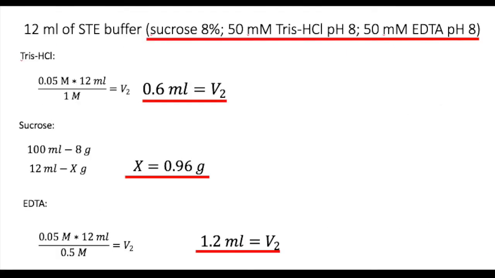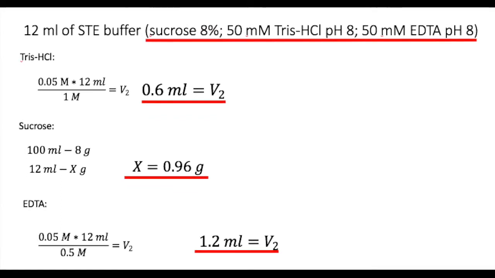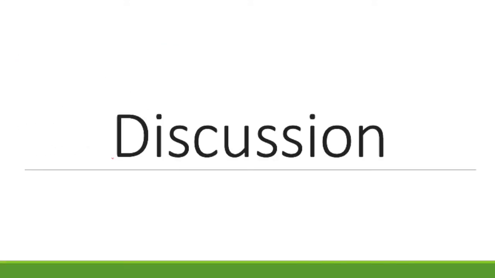A 12 ml of STE buffer with the following indications in parentheses was made. To prepare Tris-hydrochloric acid at 50 millimolarity, follow the steps from the previous solution, same for EDTA. Now for sucrose: if 100 milliliters contain 8 grams of sucrose, then how much is contained in 12 milliliters of water? We cross-multiply 12 milliliters by 8 grams and divide by 100 milliliters to obtain 0.96 grams of sucrose to be weighed.